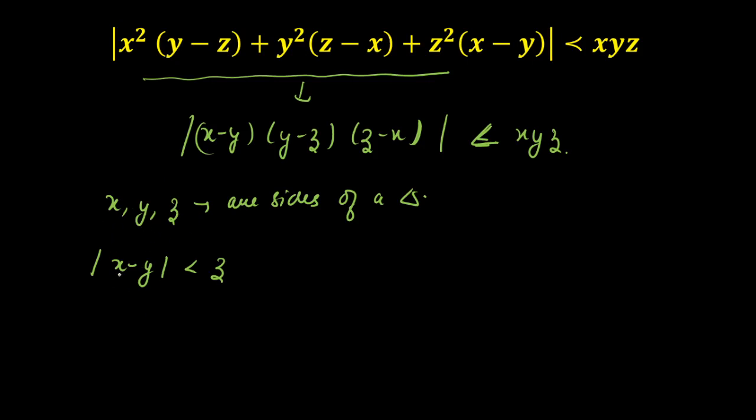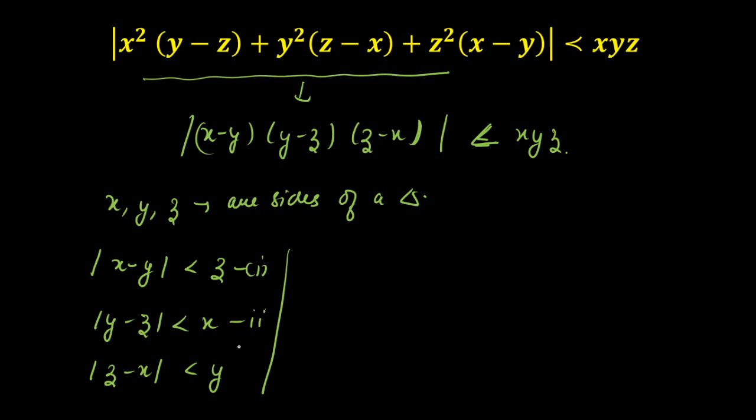So first I'm applying here: the mod of x minus y is less than z. Second is the mod of y minus z is less than x. The difference of any two sides is less than the third one, and the third one I'm going to apply, that is the mod of z minus x is less than y. Now as you can see, this is inequality 1, this is inequality 2, and this is inequality 3. Now if I multiply 1, 2 and 3, I'll get the mod of x minus y multiplied by the mod of y minus z multiplied by the mod of z minus x is less than, on this side, xyz.